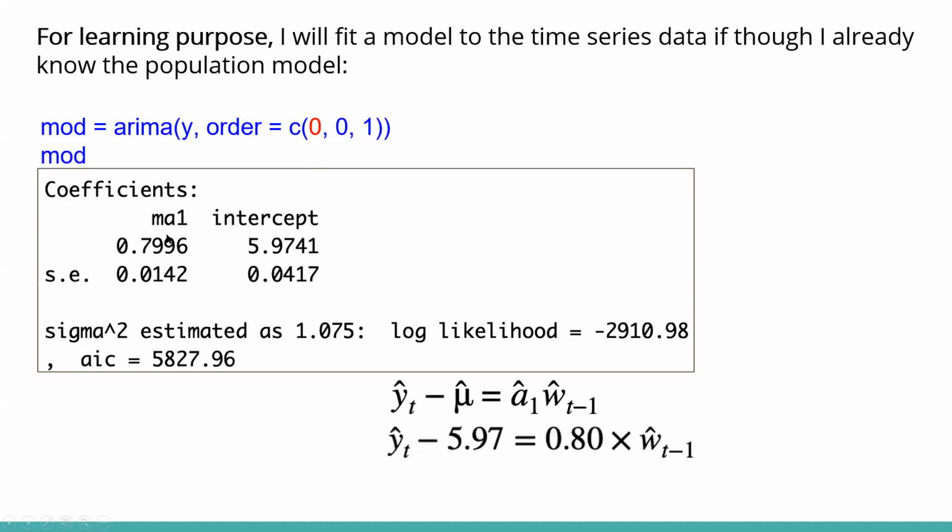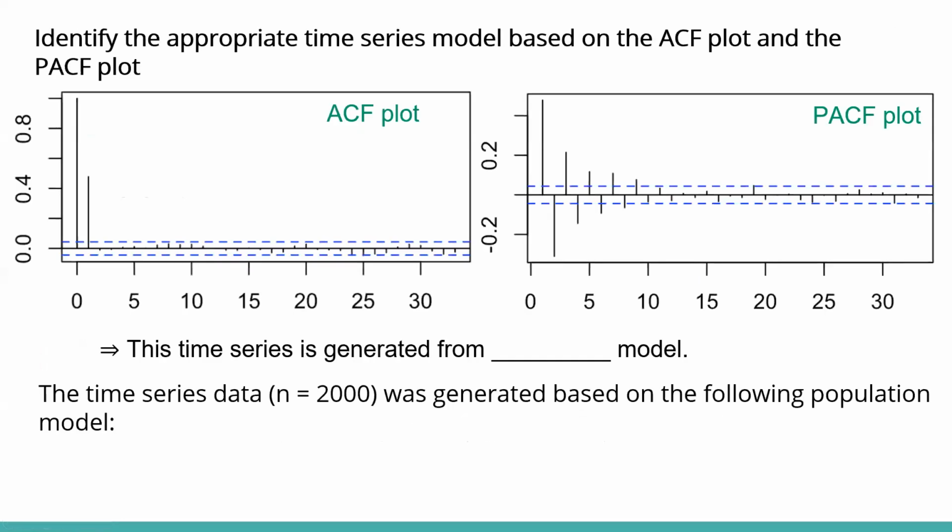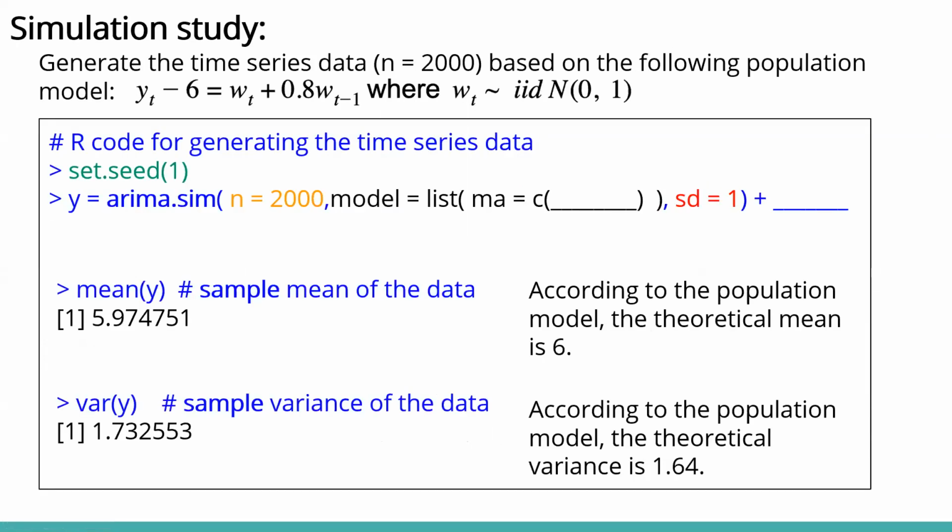Now let us take a look at this. The parameter in the model is estimated to be 0.7996, but the theoretical one was 0.80. Can you see that now? And this is the intercept, and don't forget, intercept is the mean. What was the theoretical mean that we had the other time? The theoretical mean was 6.